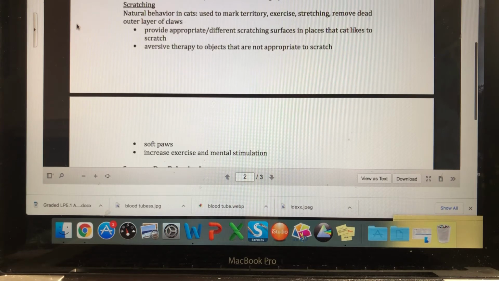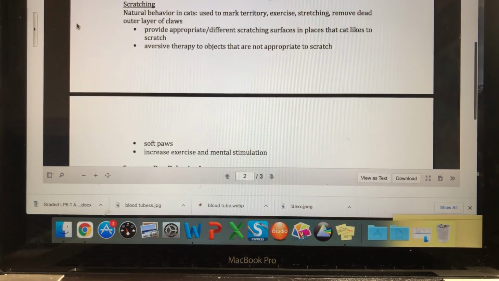And then there's the option of Soft Paws. So Soft Paws are like nail caps that go over top of the cat's nails. So while they're still able to do the movement of scratching, the nails are covered, so they're not doing any damage with the scratching. So that's an option as well. Soft Paws can be a little bit tricky to put on, so often we will put them on in clinic.